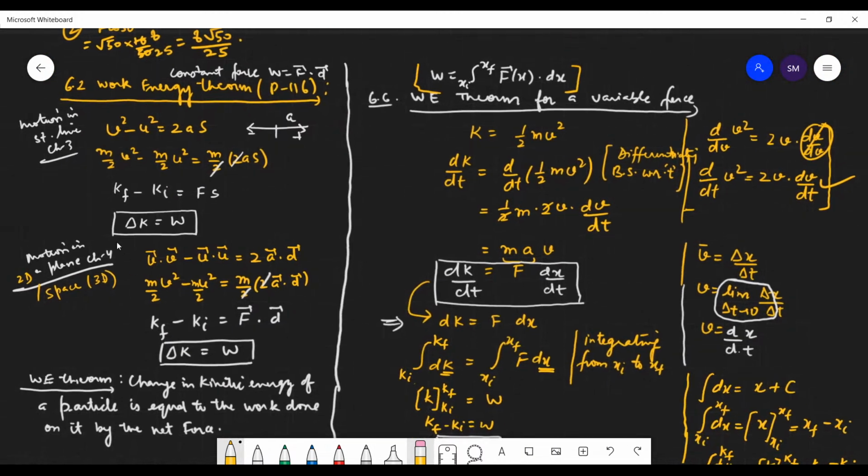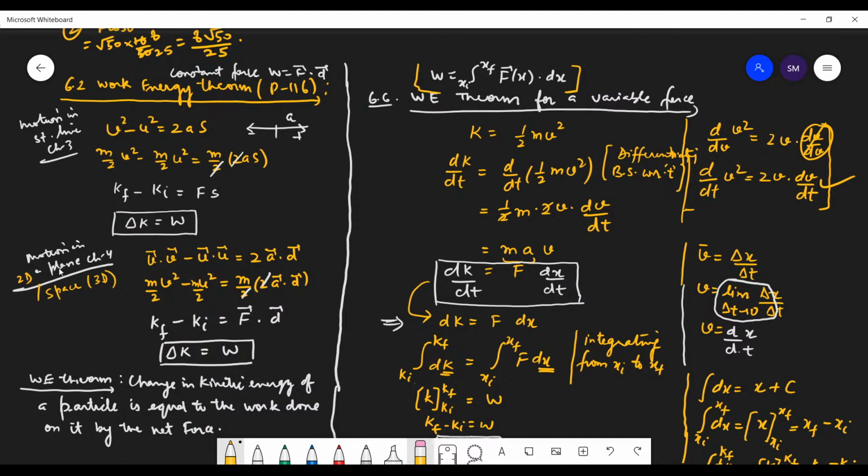The work-energy theorem says that the change in kinetic energy is equal to the work done. We started with the equation of motion in a straight line and multiplied both sides by m by 2. This becomes final kinetic energy minus initial kinetic energy is equal to m into a, which is F into s, the displacement. F into s is the work done, and final minus initial is the change in kinetic energy.